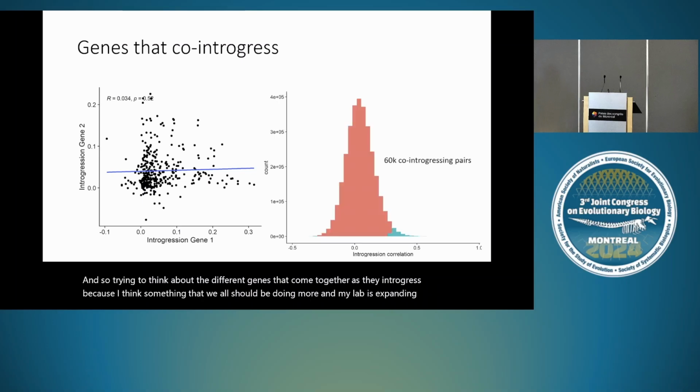Anyways, out of this, doing this again, we find a roughly similar number of significant interactions. About 60,000 pairs of genes are significantly co-introgressing. And I know it's really hard to see, but over there's a little bit of negative co-introgression. Those are interesting genes, right? Those are gene pairs where either one or the other introgresses, but not both.